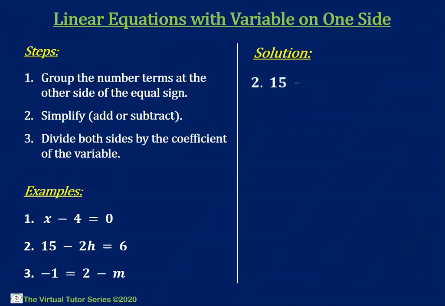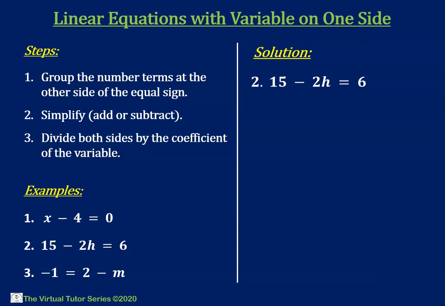Example 2. 15 minus 2h is equal to 6. Again, let's maintain the variable term at the left-hand side and group the number terms at the right-hand side. We do this by subtracting 15 from both sides of the equation.